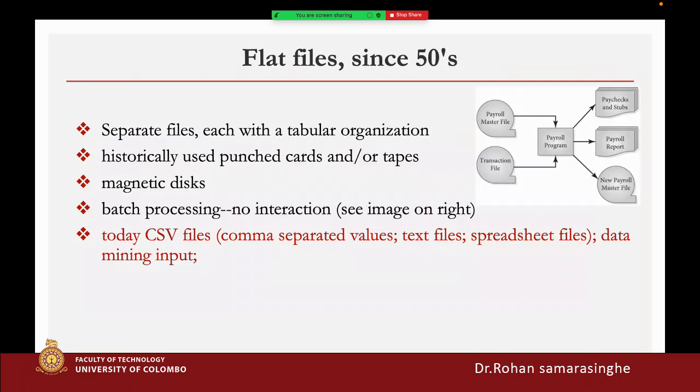If we understand the file system, flat files since the 50s, we can find this flat file, a separate file each with a tabular organization. For example, a payroll system has the payroll master file and transaction file, and using those files could be prepared the paycheck and stub, payroll reports, and a new payroll master file. So historically, punch cards or tape were used.